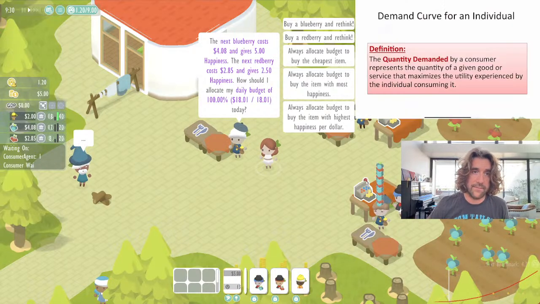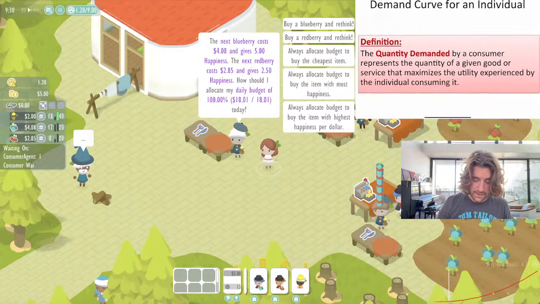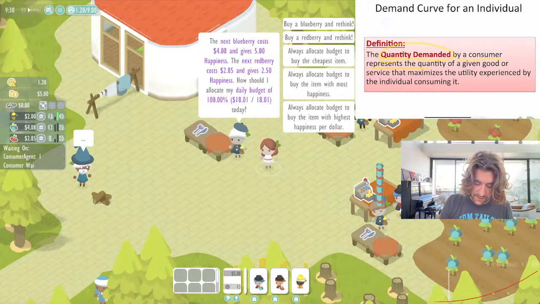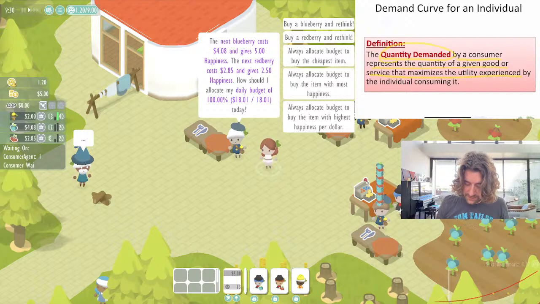Let me talk a little bit about this. So the quantity demanded as defined in economics for a consumer represents the quantity of a given good or service that maximizes the utility experienced by the individual consuming it. The objective here is for you to make this consumer as happy as possible given the market prices by deciding how much they want to consume of a given good.